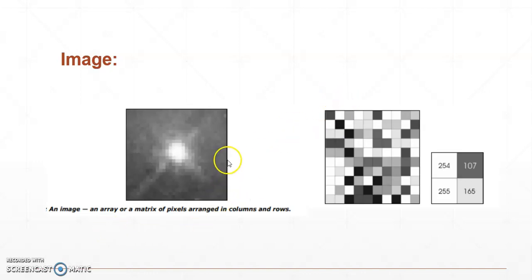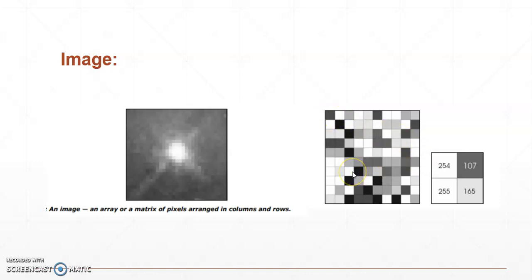Now, when you take the image, the image is divided into rows and columns of pixels. So an image is an array, a matrix of pixels arranged in columns and rows. And each pixel represents some value. Now, what value does it represent? It represents the color of what that pixel is representing.